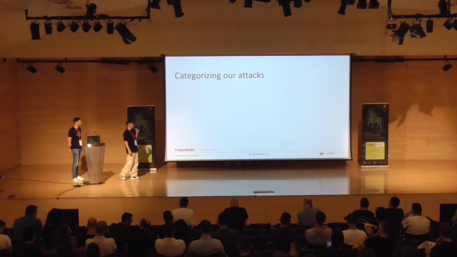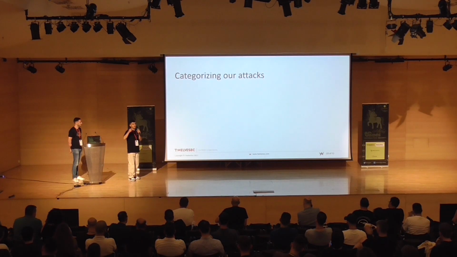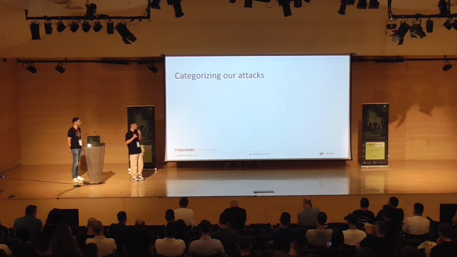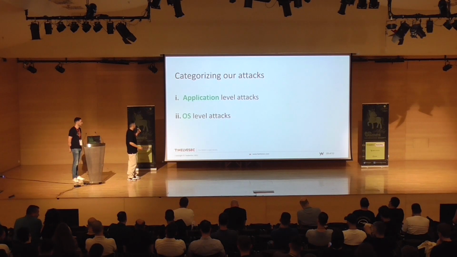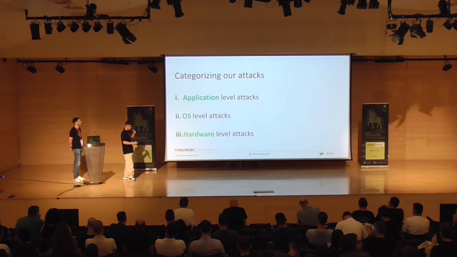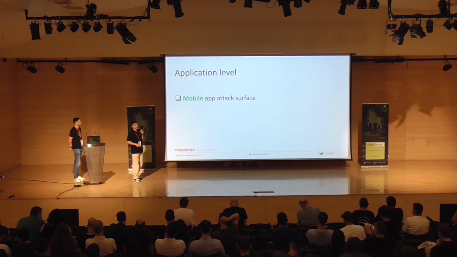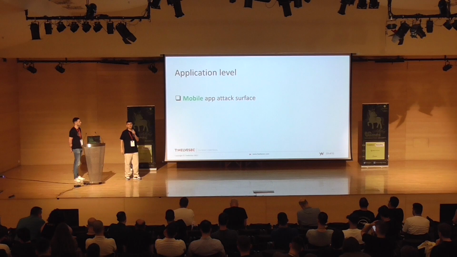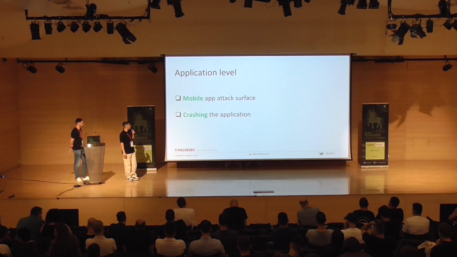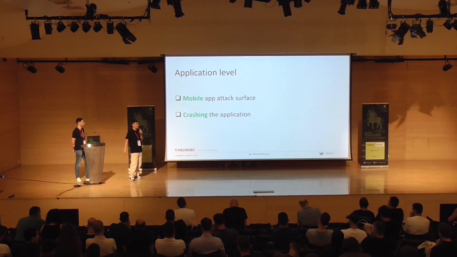To organize our thoughts, we categorize our attacks based on what we can do, what's our attack surface on a mobile device, on a Kiosk mobile device. So, we categorize them as application level attacks, OS level attacks, and hardware level attacks. When we're talking about application level attacks, we mean all the mobile app attack surface that you should cover on a mobile app penetration test. And also in scope is crashing the application, because this would help us to exit the isolated environment.